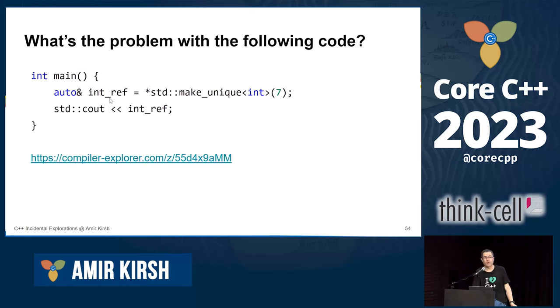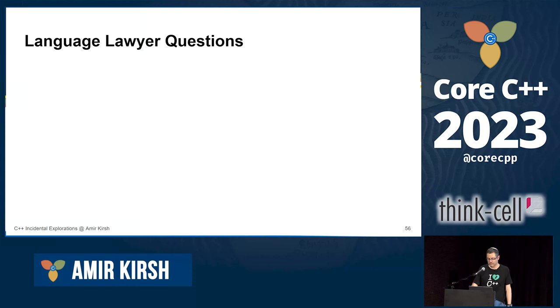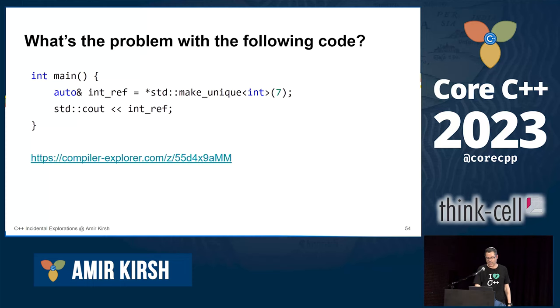How come it is an L value reference? And it was bothering me. So I asked a question in Stack Overflow. And I got an explanation from Yecheskel sitting here, second row. And I got that as, okay, that's an explanation why the language, I think the language should avoid that, but again, there is an explanation why maybe not.